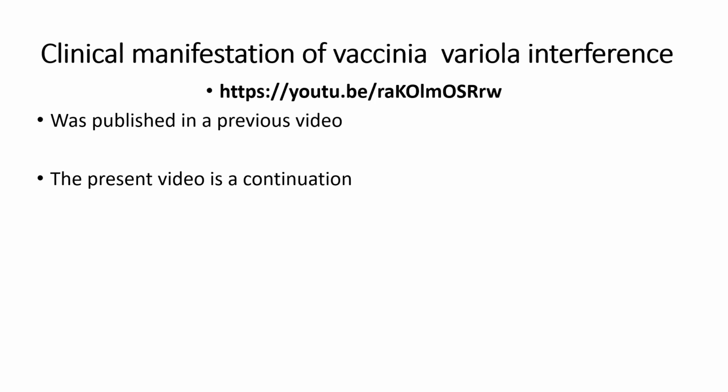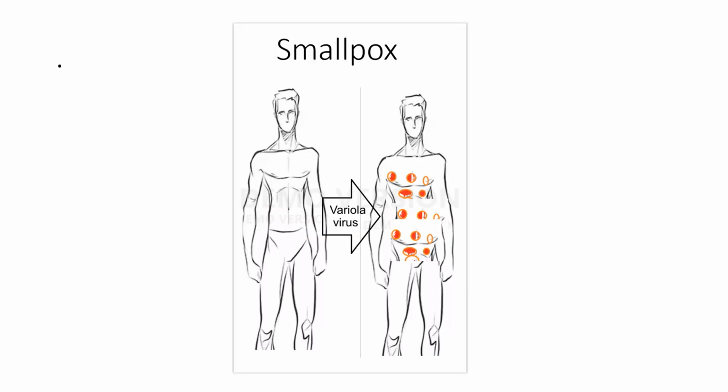In a previous presentation, I described the clinical manifestation of vaccinia and variola interference. And you have here the link, and it was published. And now in this presentation, we continue to investigate this vaccinia and variola interference. So we start with smallpox.